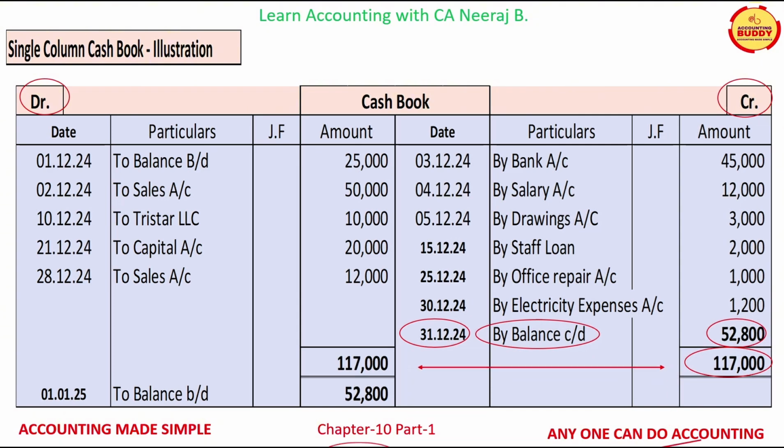The closing cash balance of $52,800 on the last day of December 24 will become the opening balance on the first day of January 25 and will be shown on the left hand debit side of the cash book by writing the words to balance brought down.